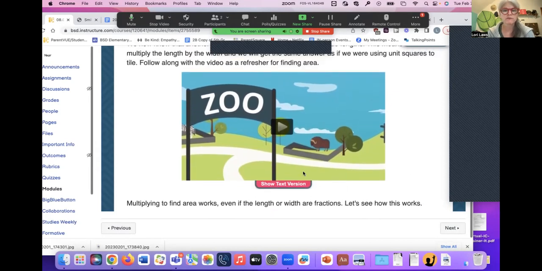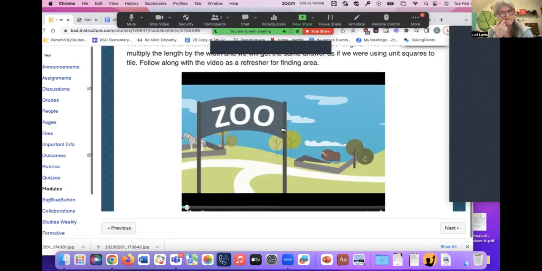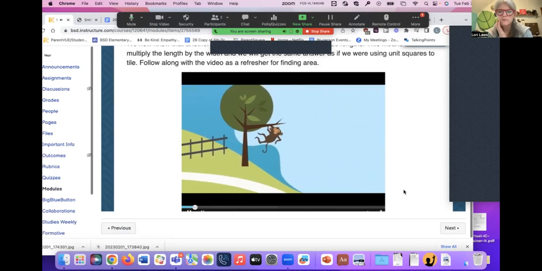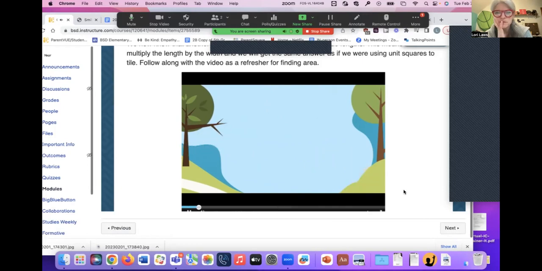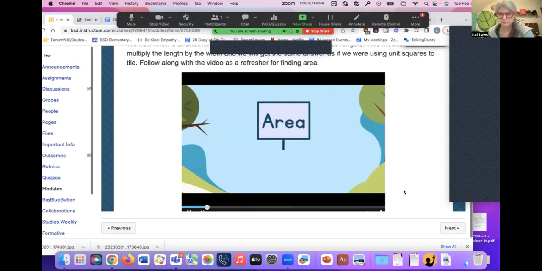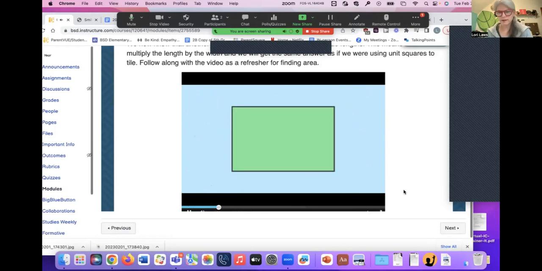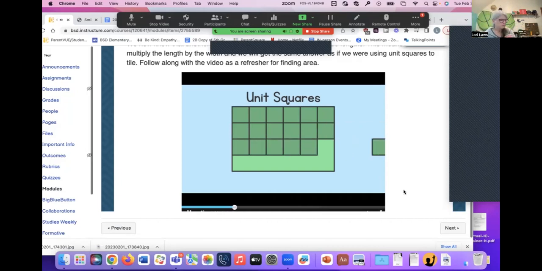Follow along with the video for a refresher in finding area. Welcome to the zoo. We have a special new animal arriving. It's a giant polar bear. To build the bear's new cage, we need to know the cage's area. The area is the amount of space inside an object, measured in square units. Let's review how to use unit squares to find an area with this shape. Line up unit squares inside the shape, and then count them to find the area.